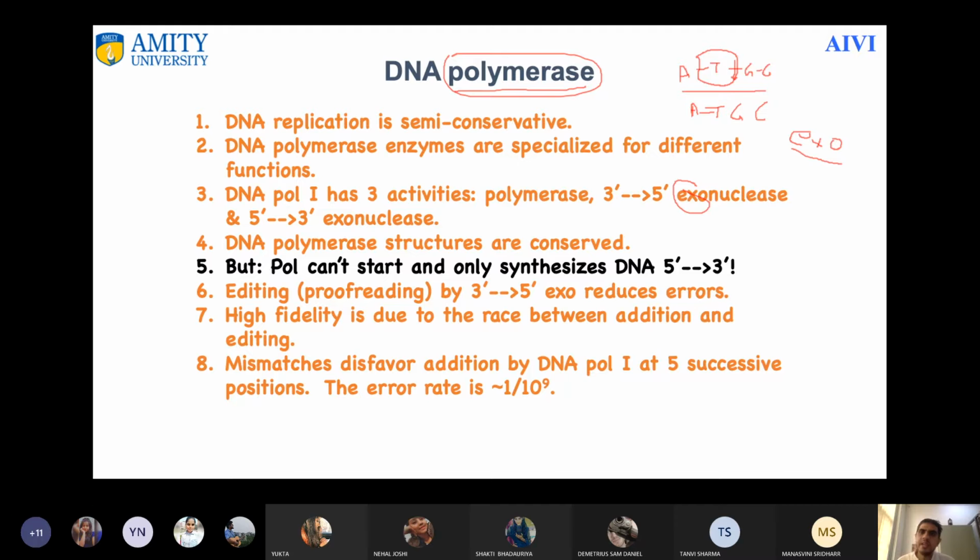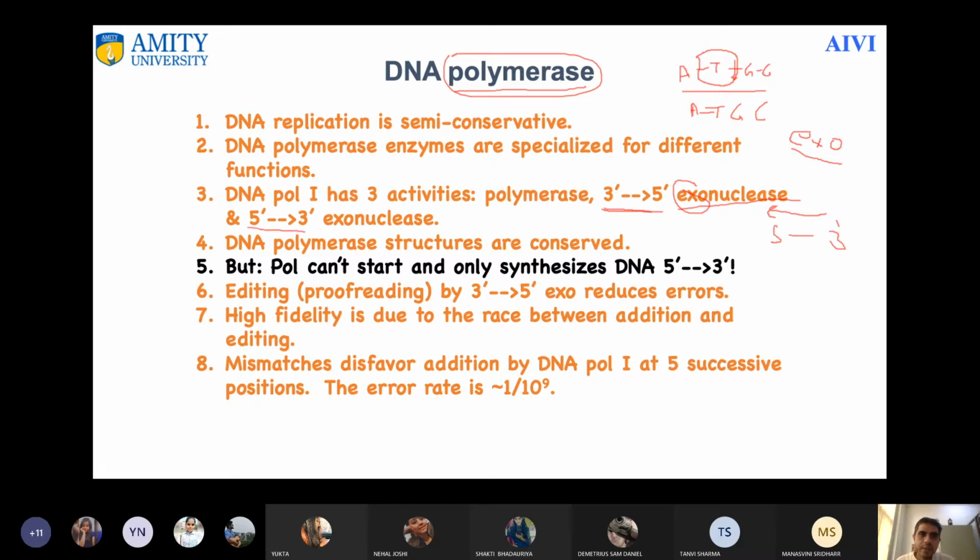So what type of exonuclease activity are they going to have? One is 3 prime to 5 prime. Replication runs from 5 prime to 3 prime, so this is a reverse activity. This means that in the back direction it can remove the nucleotides.